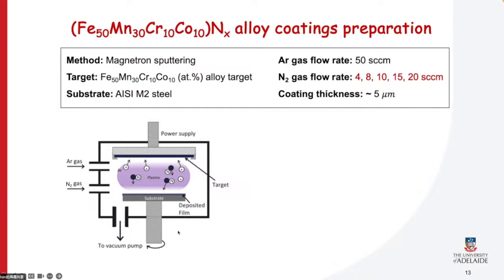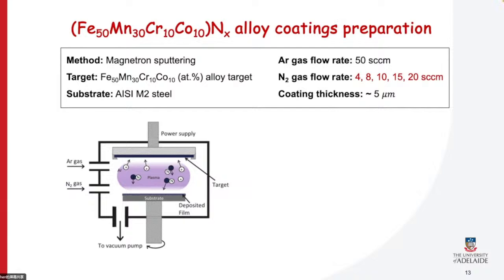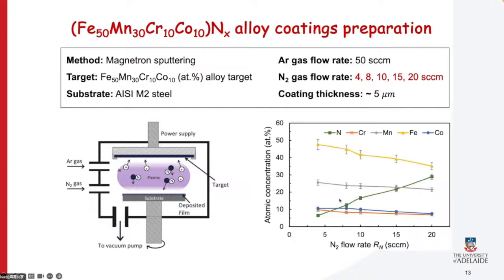So this is a schematic illustration of the magnetron sputtering. Normally, the higher the nitrogen flow rate, the higher the nitrogen concentration in the coating. So here I'm showing you the composition of these five coatings. As we can see, the nitrogen content increases from about 7 atomic percent to about 30 atomic percent when the nitrogen gas flow rate increases from 4 to 20 SCCM. At the same time, as the nitrogen content increases, all the metal content decreases. But the ratio between these four metal elements agrees very well with the target composition.